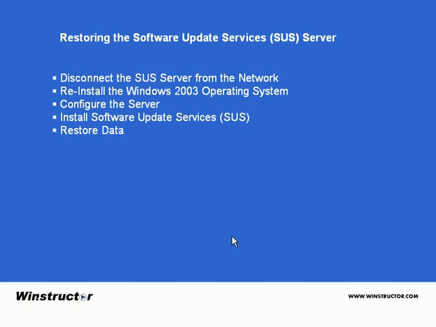Now after the operating system is installed, ensure that you have the latest service pack and security fixes installed, so you might want to use the regular Windows Update for this. Finally, we'd install SUS in the same directory that it was previously installed to, and then we'll begin restoring our data.